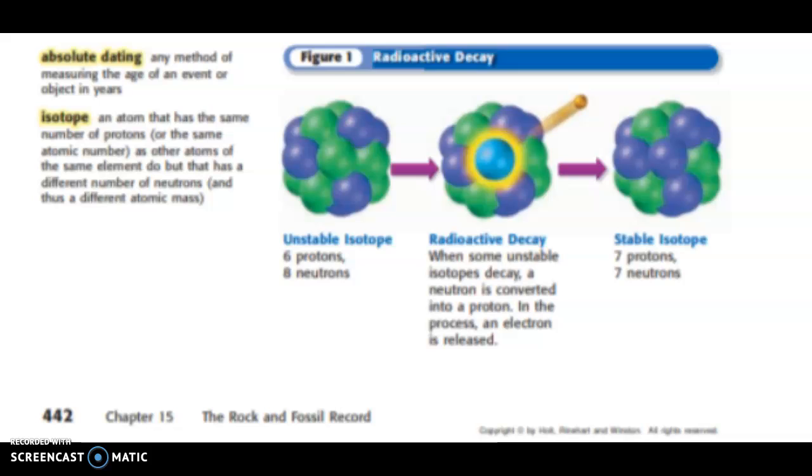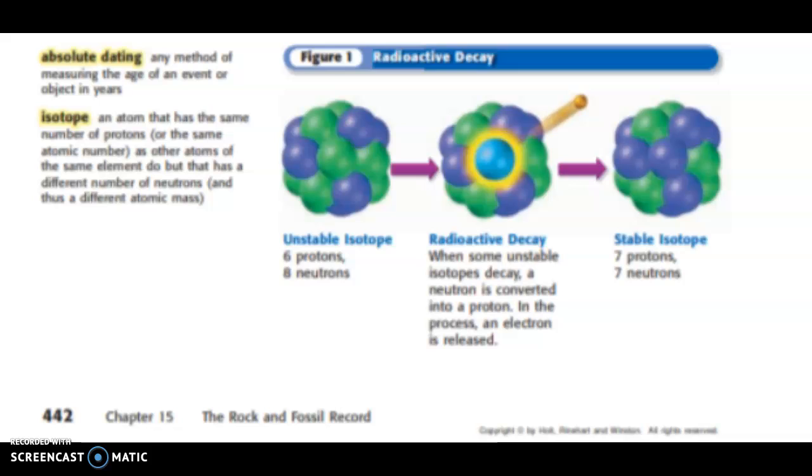And what happens is that with the help of this process, geologists and scientists try to determine the number of years that particular object has existed so far in our world. So, if you had to define absolute dating, it would be a method of measuring the age of an event or an object in years. And that's absolute dating.